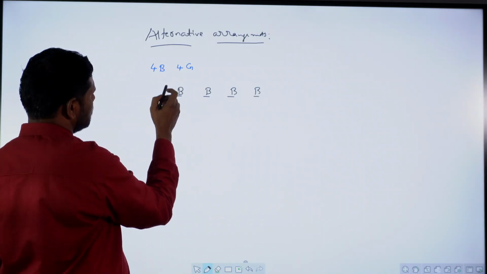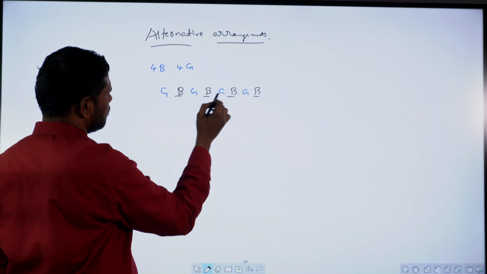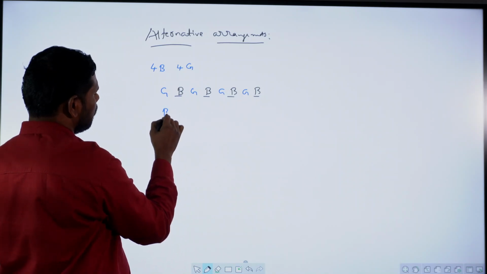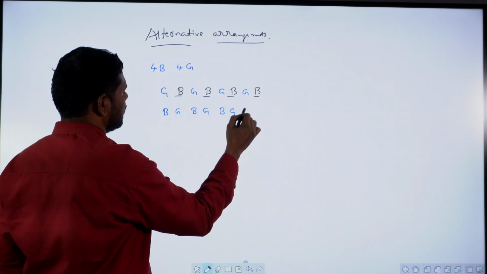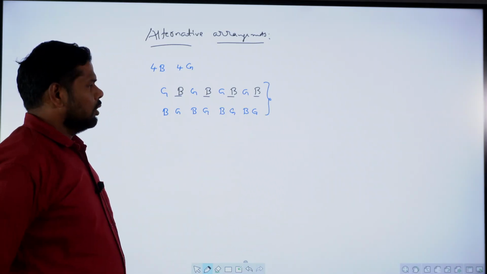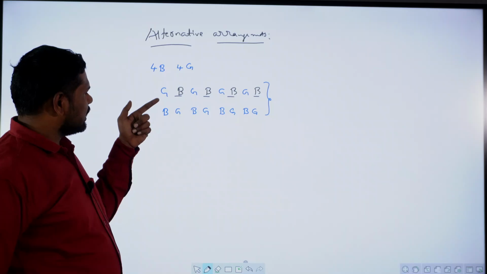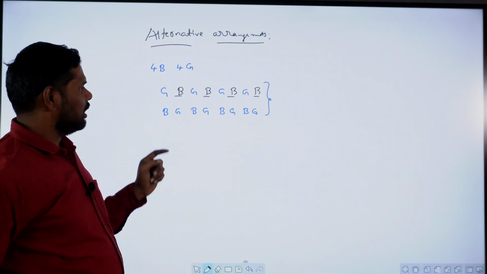Now just girl, it is also one type. Similarly, boy girl, boy girl, boy and girl, boy and girl. These are the two different cases. So this is also one case and this is also another case: starting with girl and starting with boy.